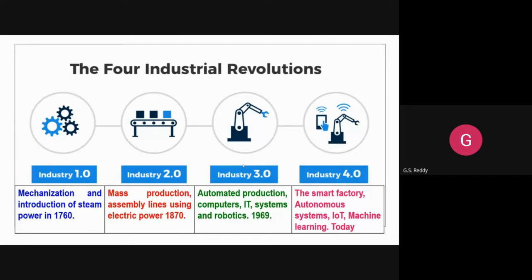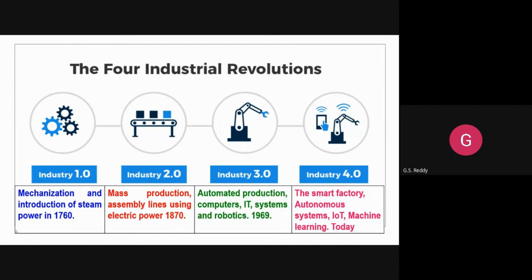We have a compulsion to start with Industry 4.0. Industry 1.0 basically started in 1760, when mechanization and the introduction of steam power were the important things. Industry 2.0 marks 1870, when mass production and assembly lines using electric power were the important events. Industry 3.0 was at the time of 1969, when automated production, computers, information technology systems, and robotics were the important events.